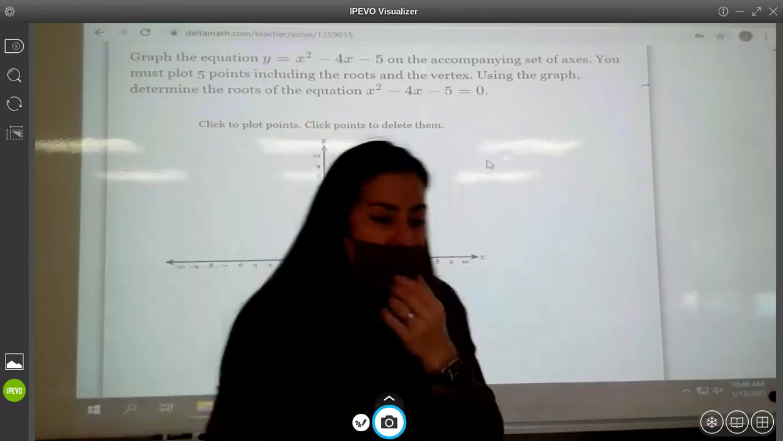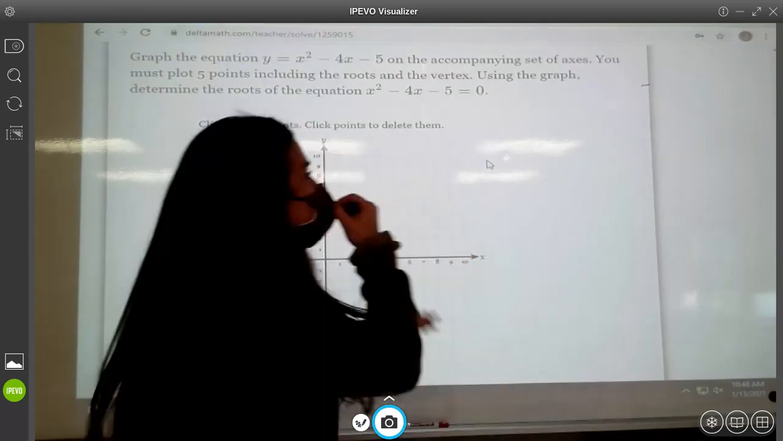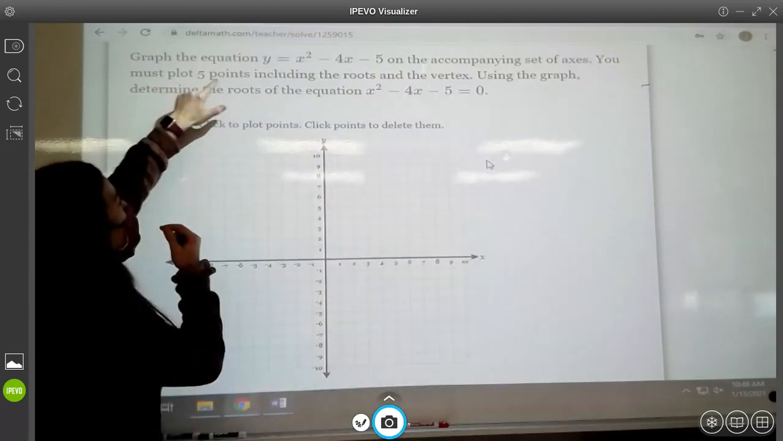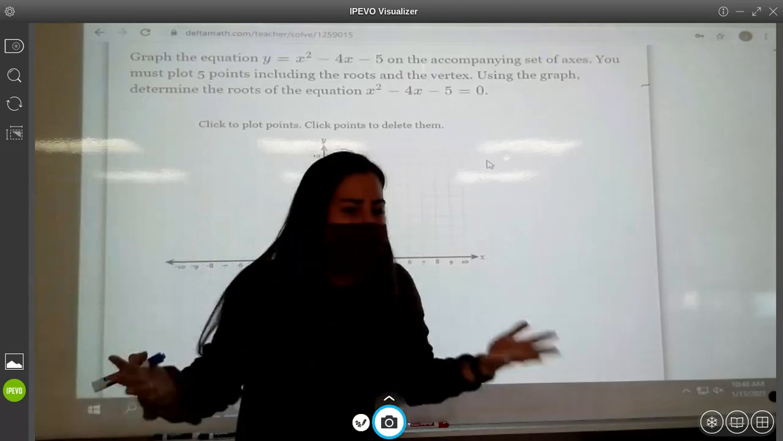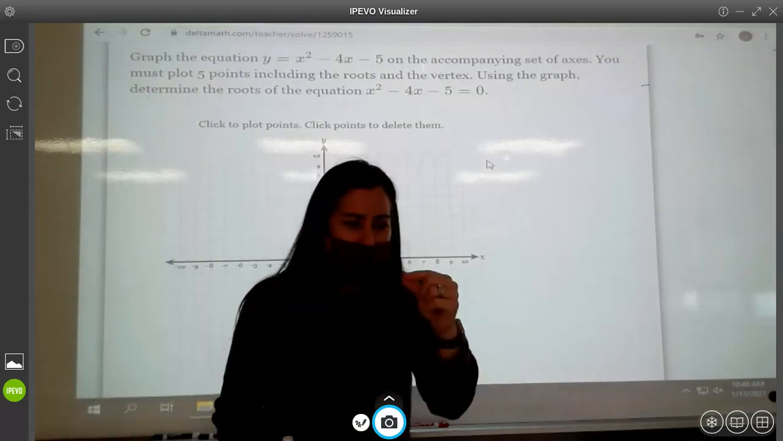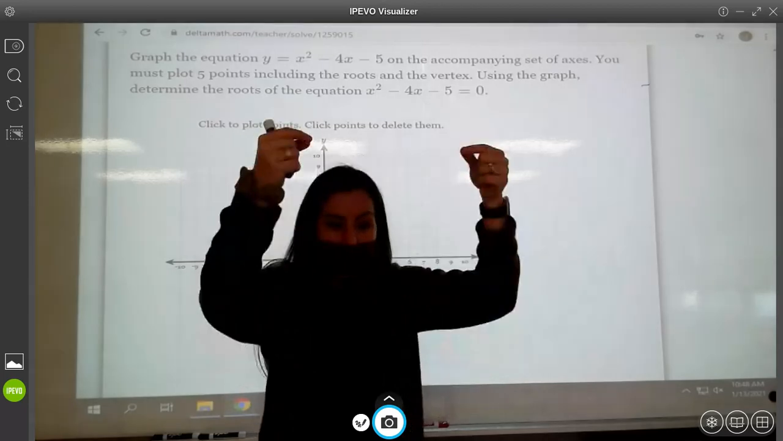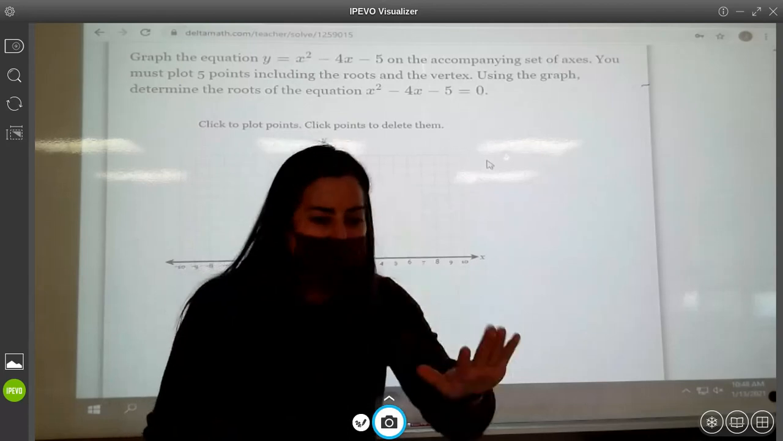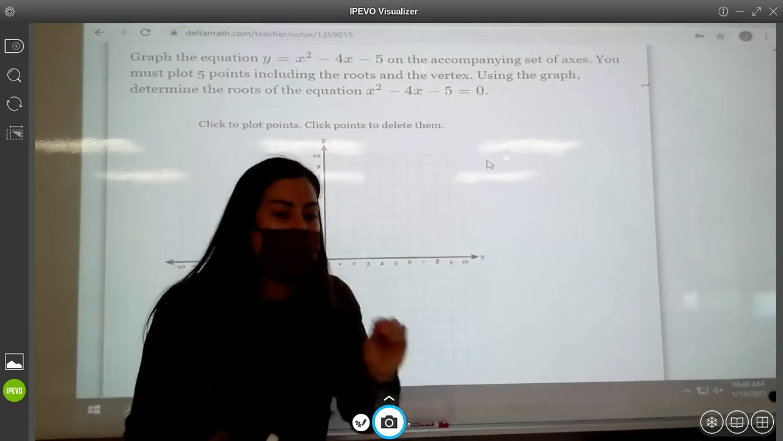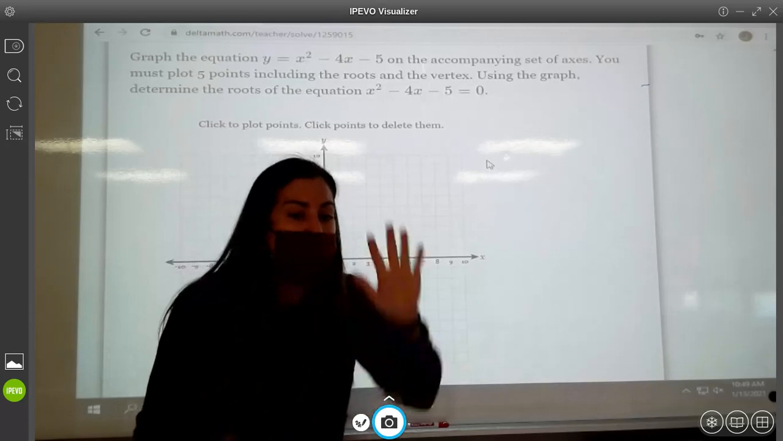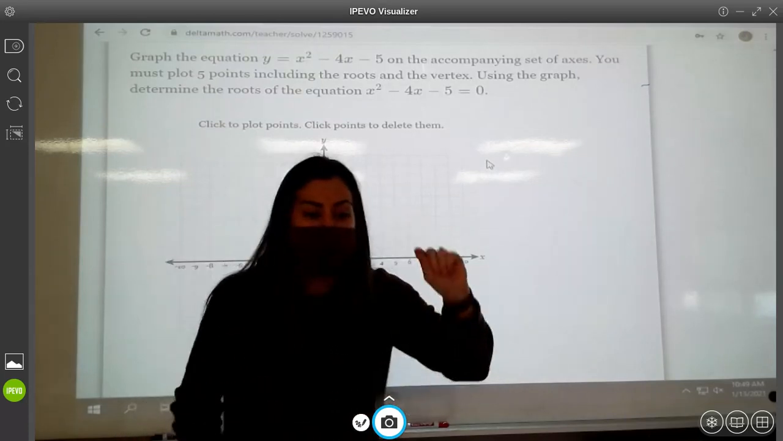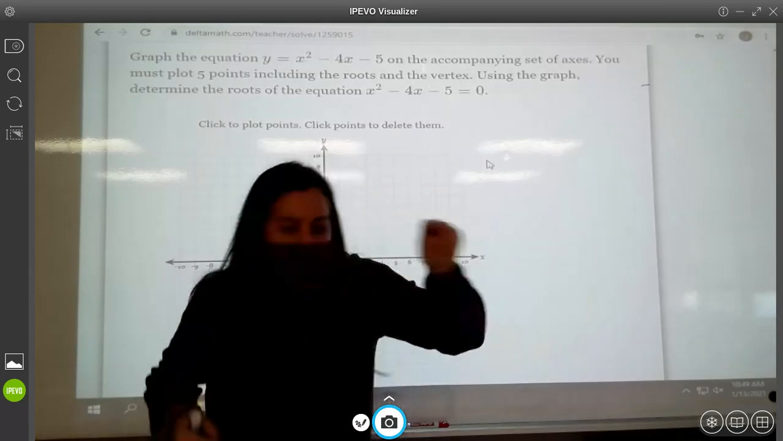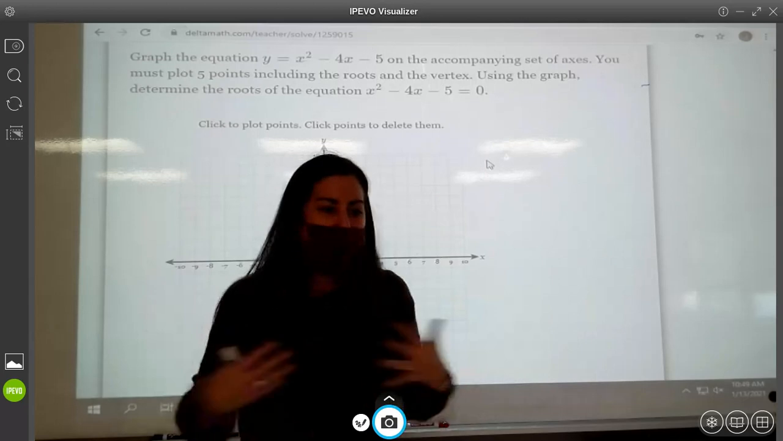Now, another thing I need you guys to pay really close attention to is that when you go to graph it, it says you must plot 5 points. Well, guys, I make you find 5 points. I make you find the vertex, 2 matching points, and 2 matching points. So I already have you finding 5 points. However, Delta Math is only going to let you click on a total of 5 dots. If you try to click on a 6th dot, which could still be a point on the parabola, Delta Math won't let you click on it. It won't appear as a point, and it annoys me, but it won't.